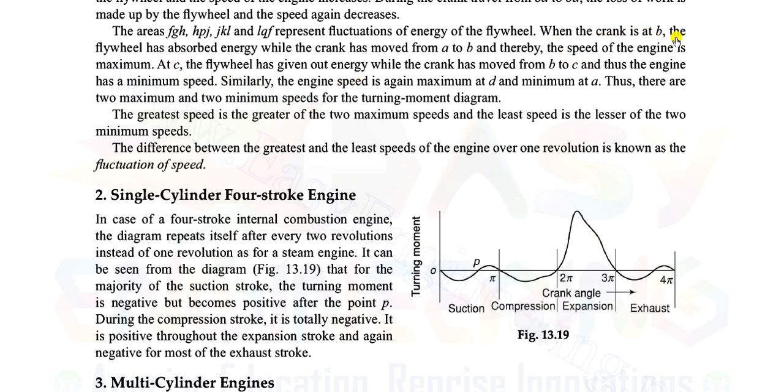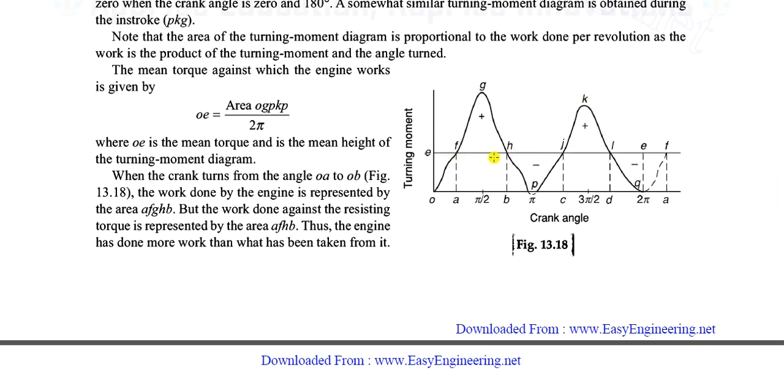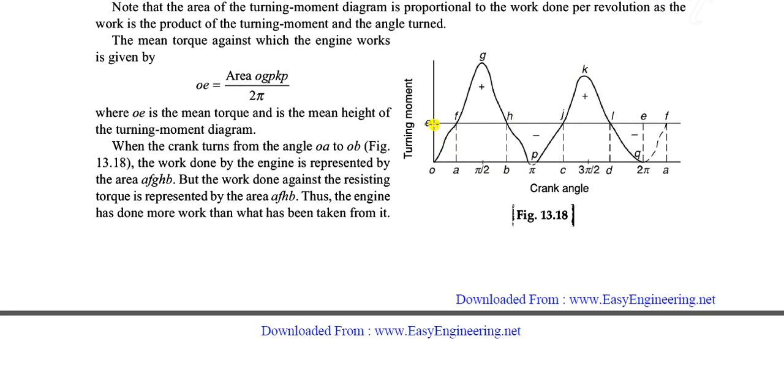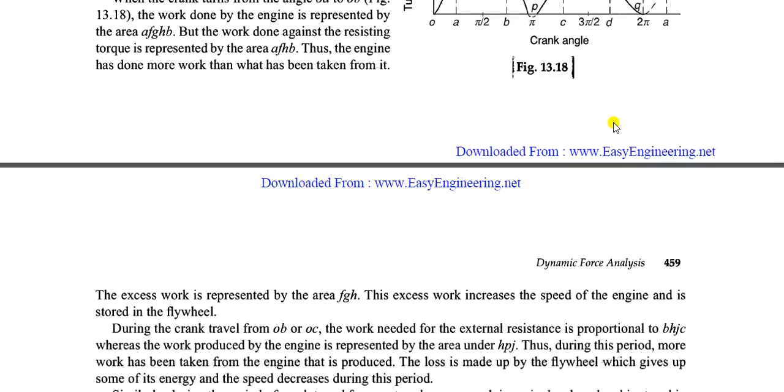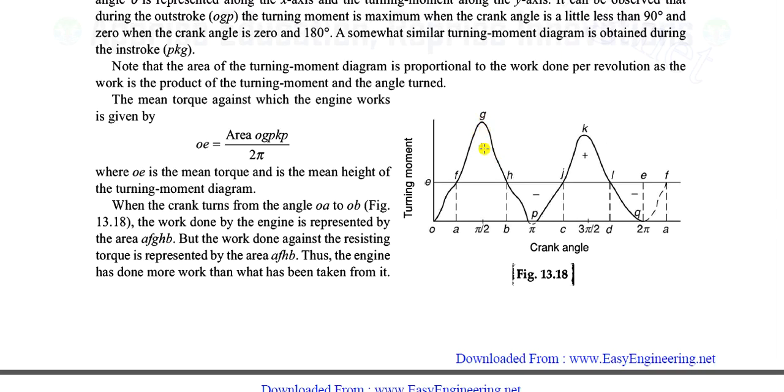So when the crank is at B, the flywheel has absorbed energy while the crank has moved from A to B, and thereby the speed of the engine is maximum. At C, the flywheel has given out energy while the crank has moved from B to C. So he is exactly referring to this diagram. Okay, so say for example this is our mean torque line. This you will all understand when we solve a problem. How to get this mean torque line? That mean torque line will give us the maximum fluctuation of energy.